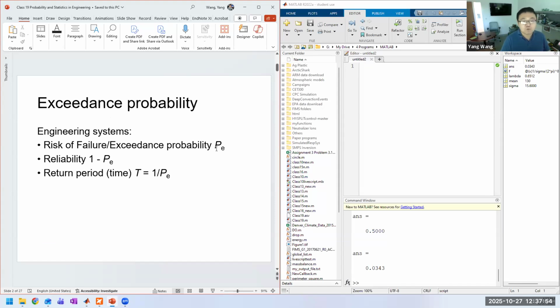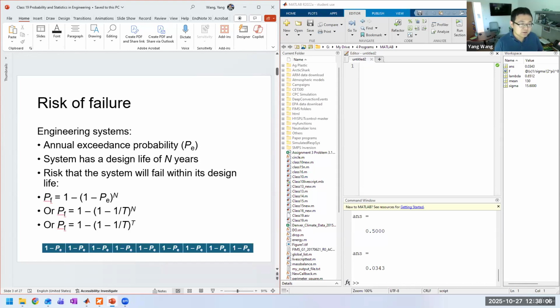For example, the PE of 1 year, right? But then the thing is that we want to calculate, for example, the risk of failure for the entire time, right? So for the entire working life of an engineering system. So that's why we define, or specify, this PE further as the annual exceedance probability, right? So it's every year, what is the risk of failure? And for example, a system can have a design life of n years, right? For example, 20 years.